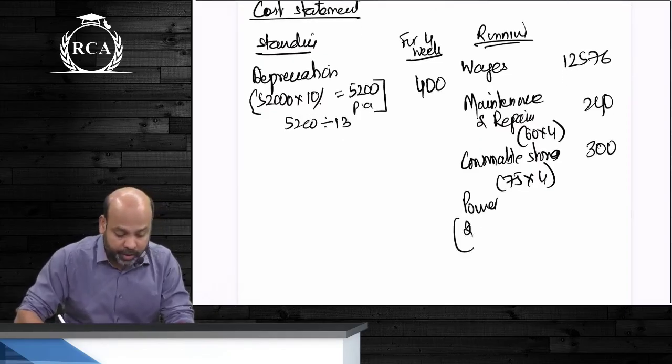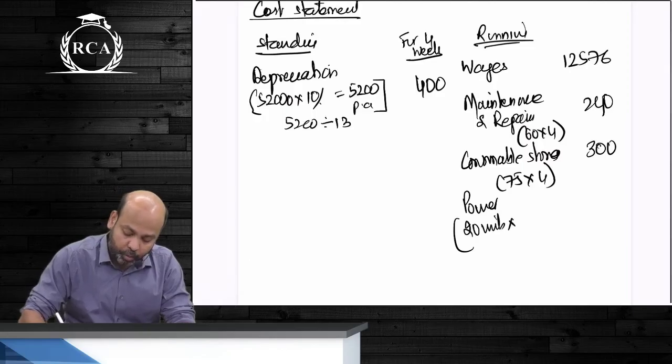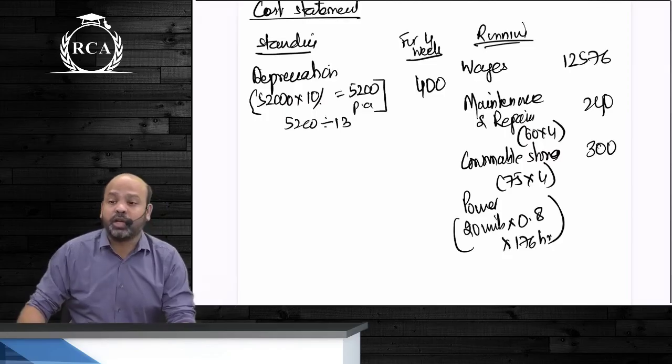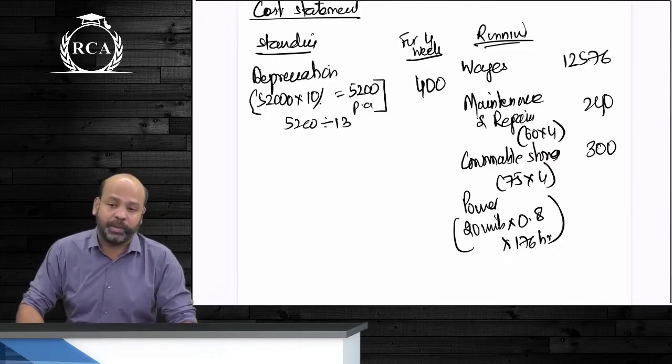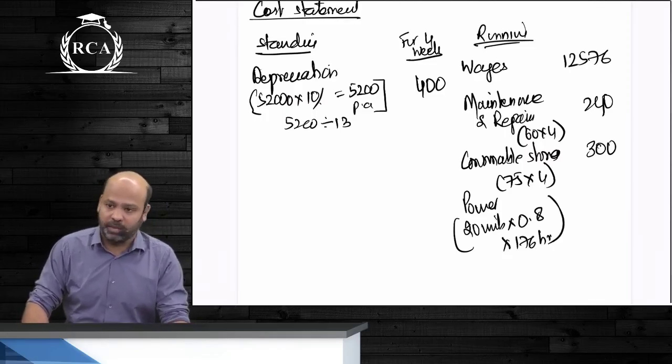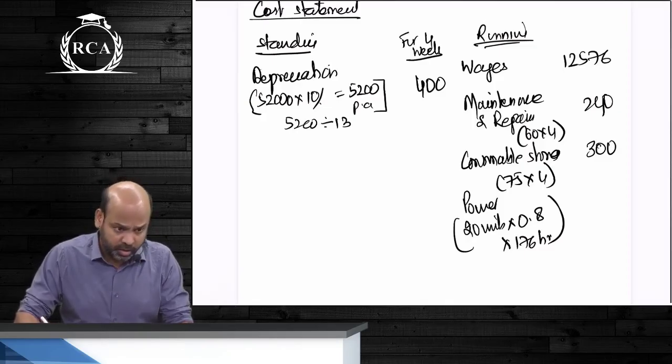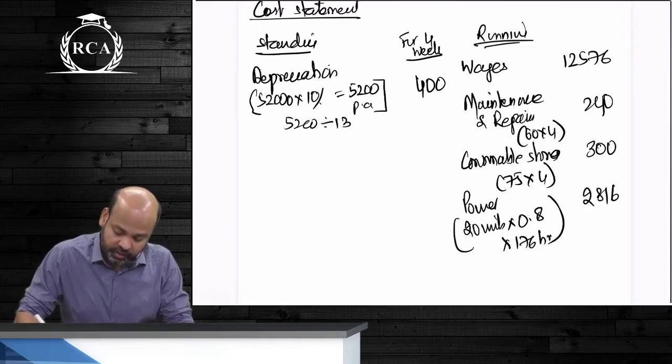Next, beta, power cost. Power, beta, will be 20 units multiplied by 0.8 into how many hours? 176. Power is not consumed for setup, that is why we are not multiplying by 192. Otherwise you would have multiplied by 192. How much will this be? 28. This is the power cost, beta.